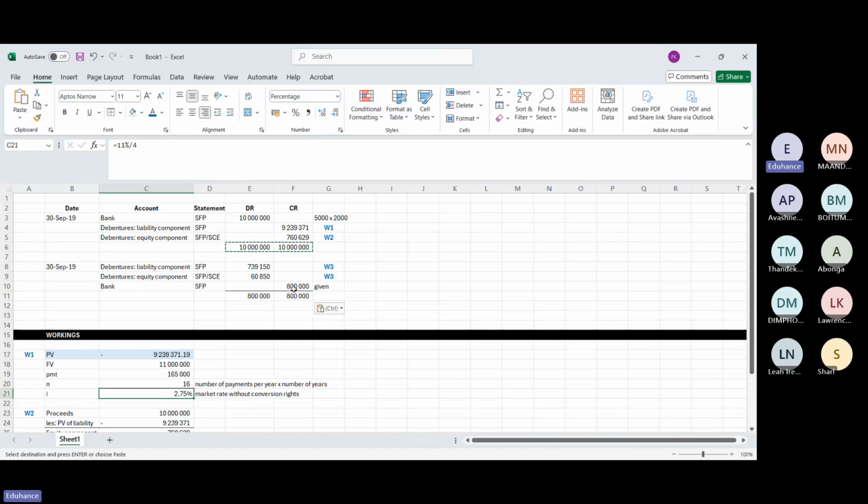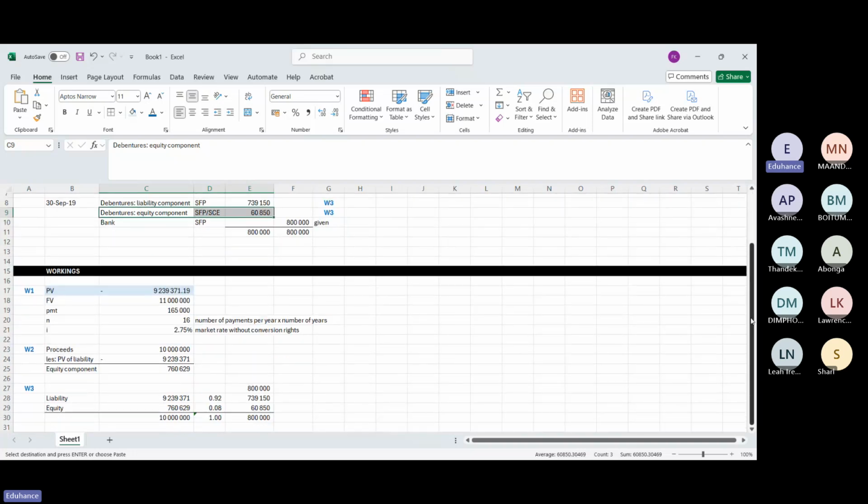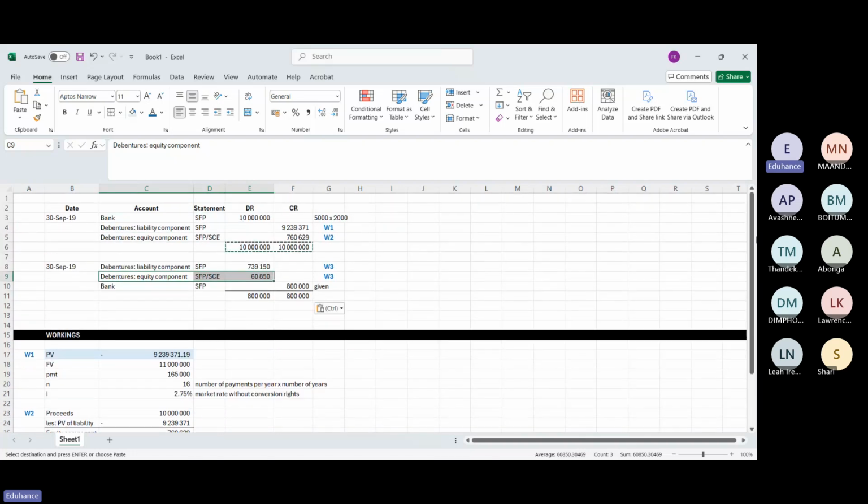Okay, then the transaction cost. The transaction cost can't go through profit or loss, especially the equity component, because the equity component is a transaction with the owner. Any transaction with the owner cannot go through profit or loss. It has to go directly through equity. Okay, so just take note of that. So that's it from my side.